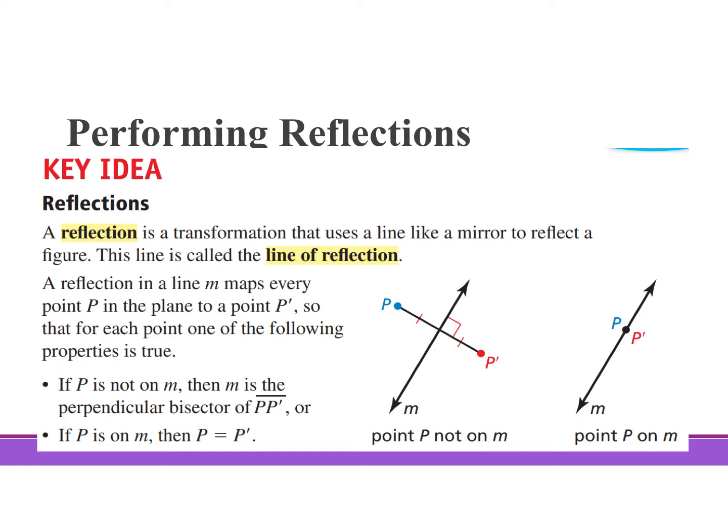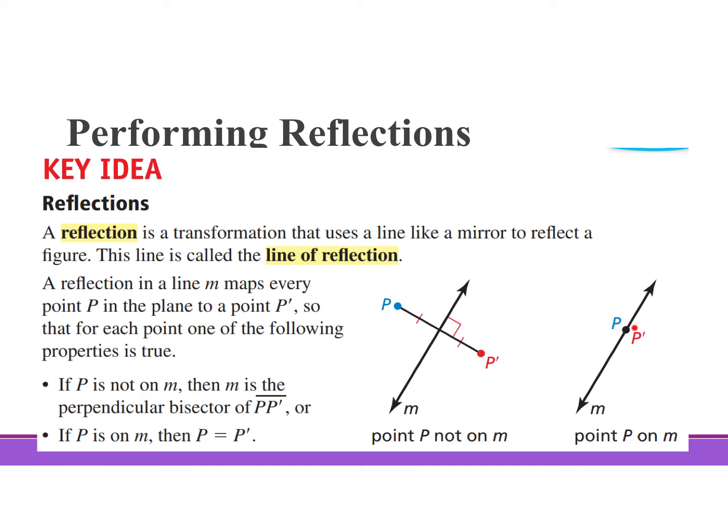And notice we start out with P, and when we reflect it, we get a new image called P prime. These are both the same distance away from line M. And if you were to connect point P and P prime, you would get a perpendicular bisector essentially. It does create a 90-degree angle there.